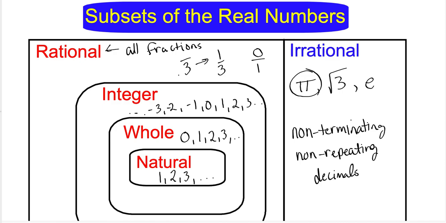So when we're looking at all these, they are all a part of each other. Natural is a part of wholes, whole is a part of integers, integers is a part of rationals, and rationals is a part of real numbers. So if I say integers is a part of naturals, or integers and naturals are the same thing, that's not true because integers has the negatives and 0 and naturals does not.